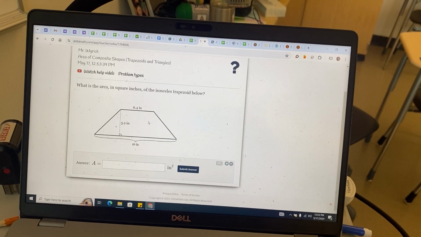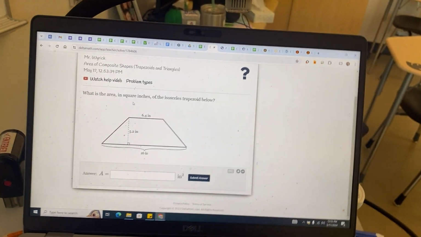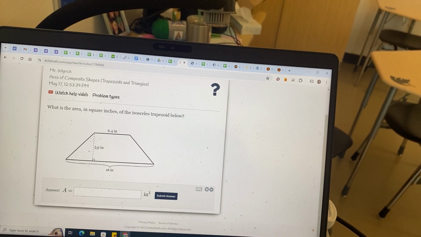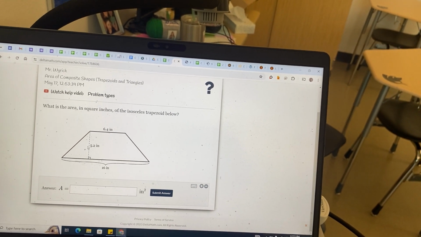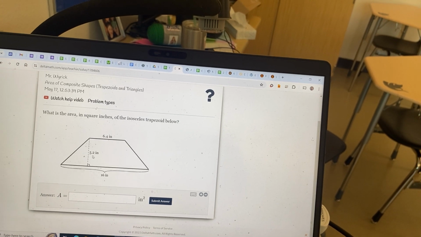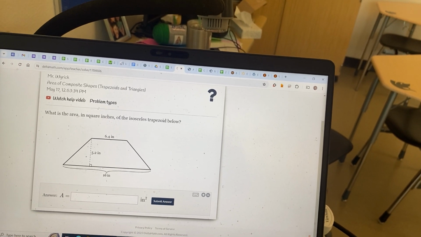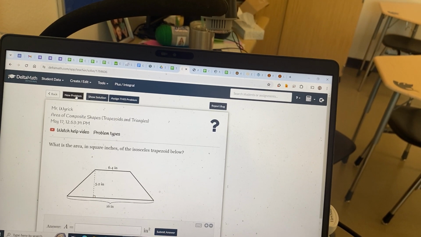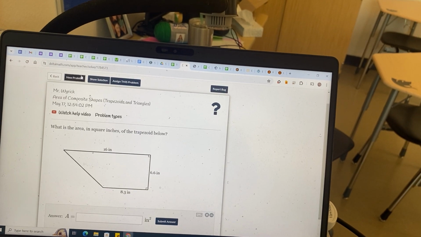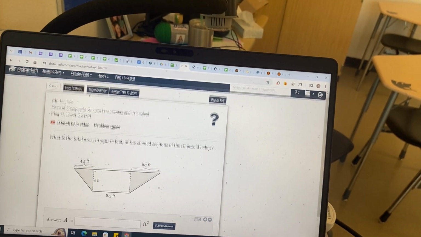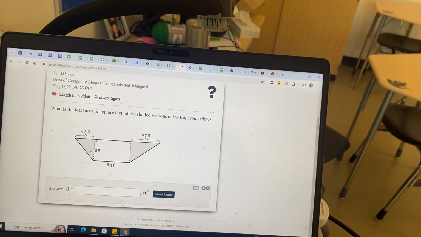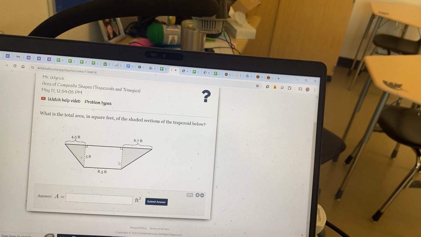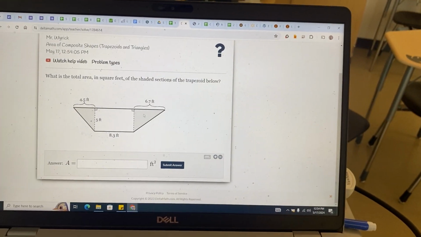Area of composite shapes. What's the area in square inches of the isosceles trapezoid? You average together the two bases and then take that average and then multiply by this. So 6.4 plus 16 divided by 2, and then times 5.2. Is this all just trapezoids here? Oh yeah. Find the triangle parts. So this is just 4.5 times 5 divided by 2. And then 6.7 times 5 divided by 2. So just pay attention to what you're looking at.